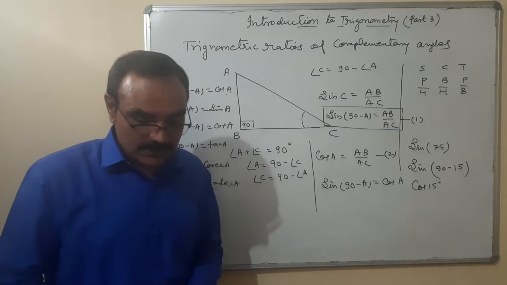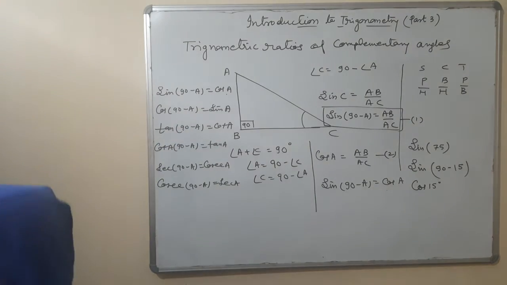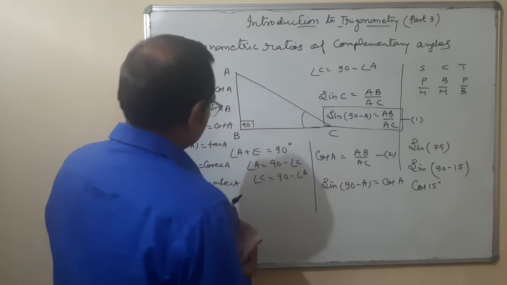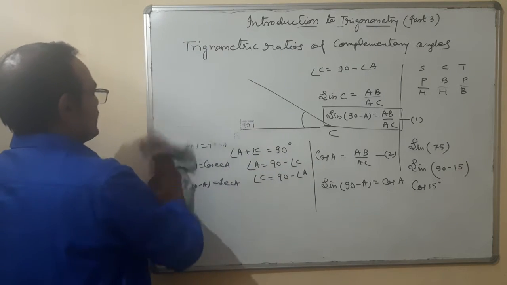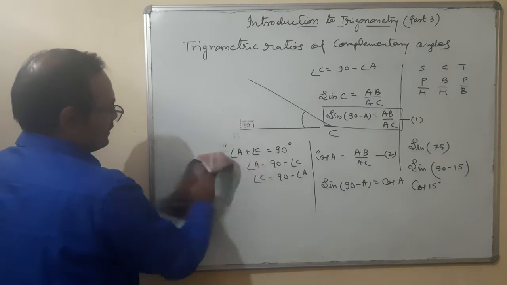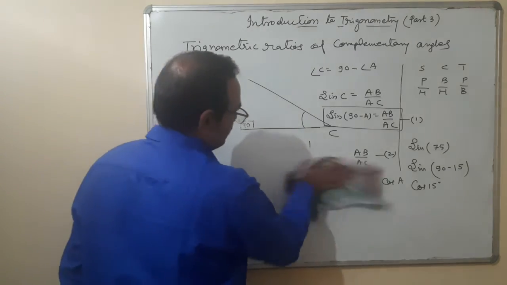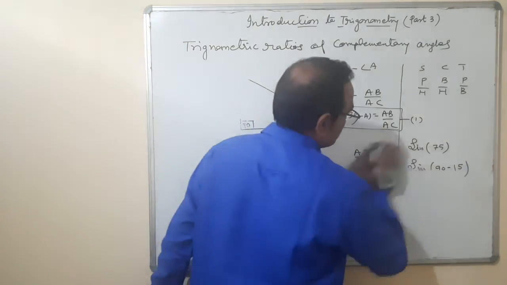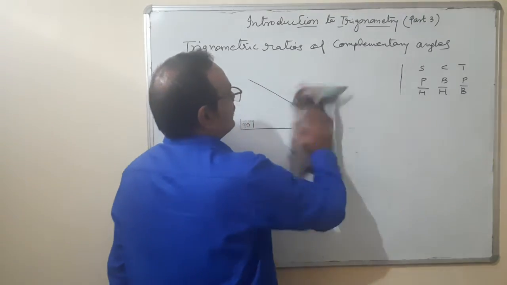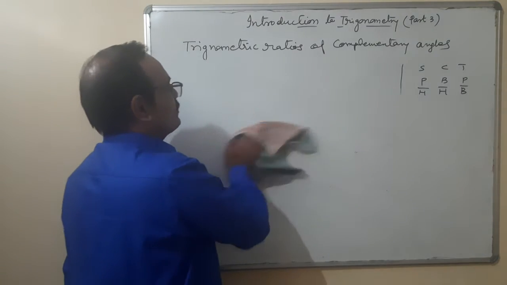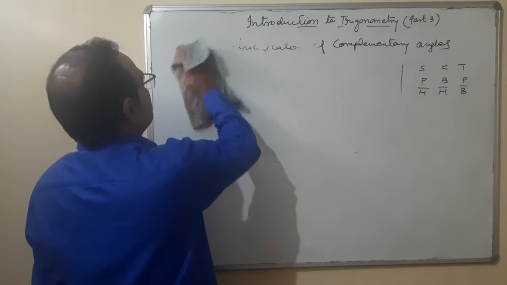After that, I am taking some questions and finding the values. So you will remember the trigonometric complementary angles like sine 90 minus A is cos A, cos 90 minus A is sine A, sec 90 minus A is cosec A, cosec 90 minus A is sec A, tan 90 minus A is cot A, and cot 90 minus A is tan A.